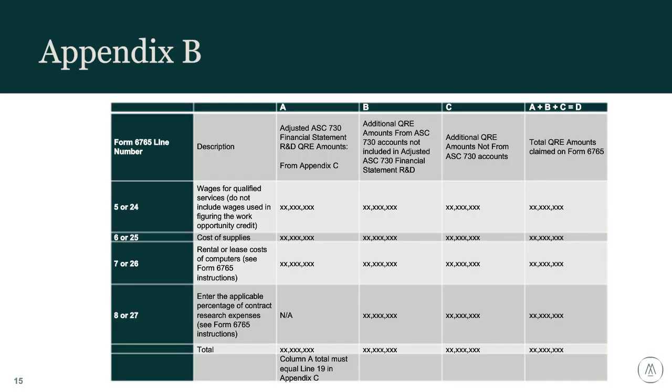All right. So the first appendix in the directive is Appendix B. And this is just the beginning of reconciling the amounts claimed as ASC 730 on financial statements to the amounts claimed on the Form 6765. So here you can see the steps involved. You start with wages, which is actually, the detail for that is completed in another appendix, but you start with what was claimed on the ASC 730 financial statements from Appendix C, and then you add additional QRE amounts for accounts not included in ASC 730.